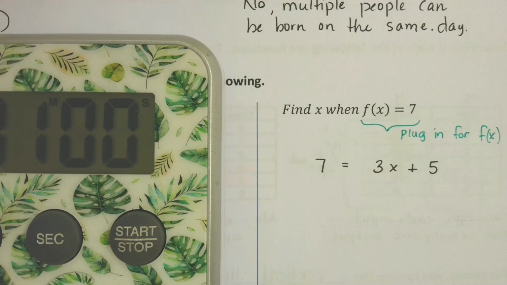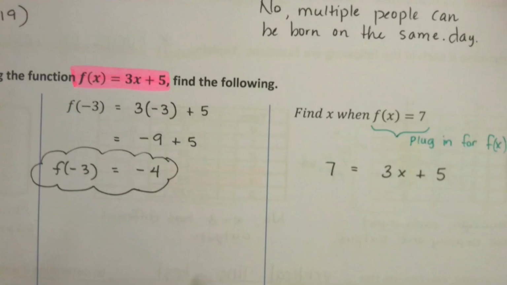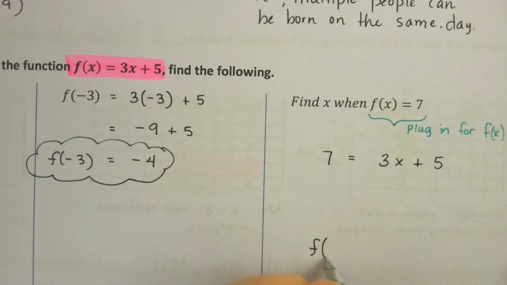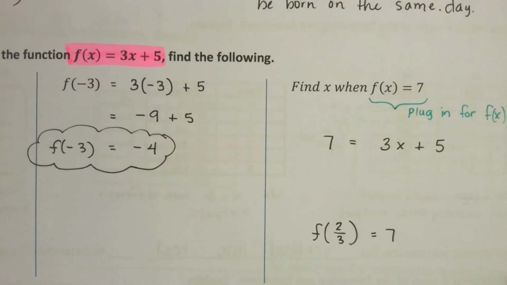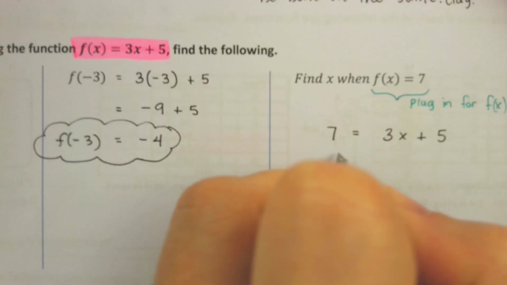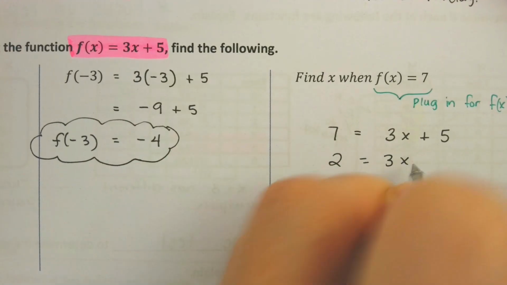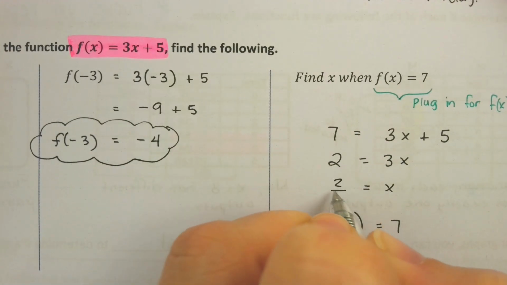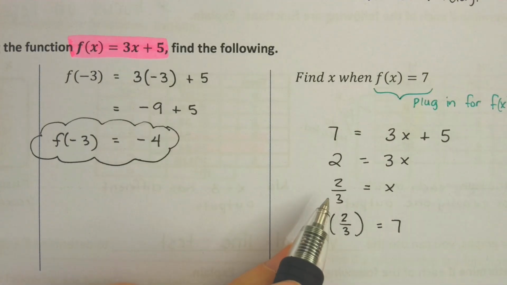2/3. Beautiful. Proper, even super proper format would be to say f of 2/3 equals 7, just so it kind of matches the last one. Because your final answer should have said x equals 2/3. If you would have written 2/3 on a test, I'd still mark it right.